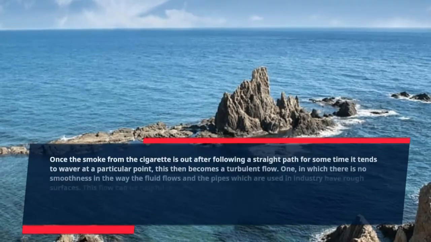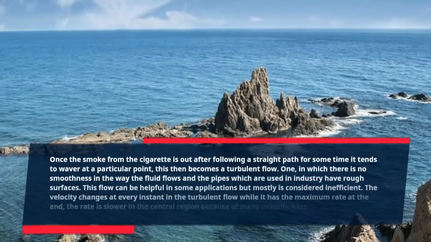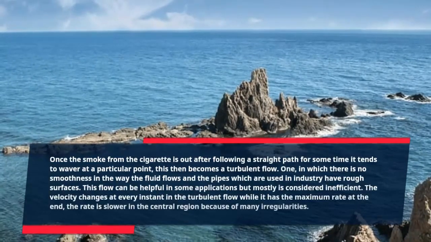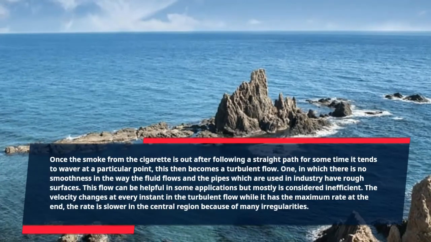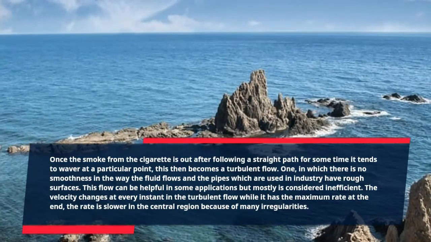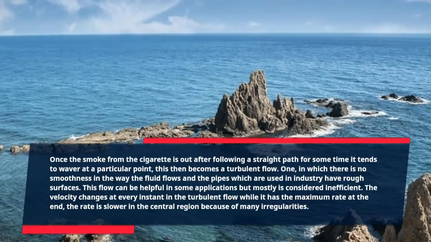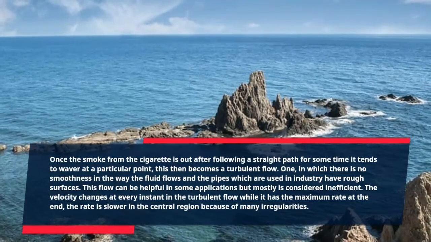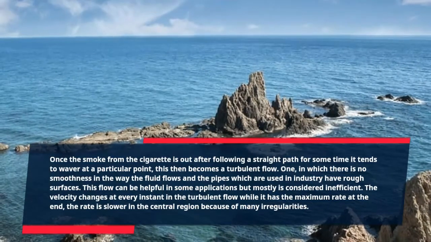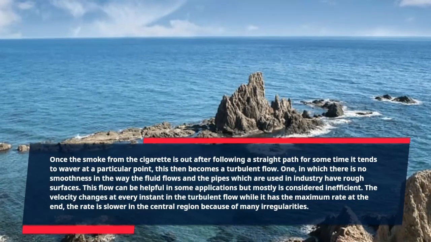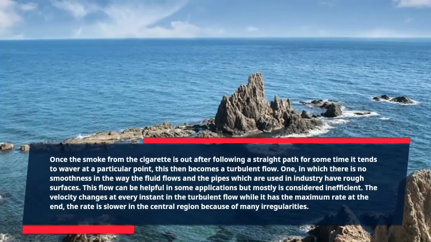In turbulent flow, there is no smoothness in the way the fluid flows, and the pipes which are used in industry have rough surfaces. This flow can be helpful in some applications but mostly is considered inefficient. The velocity changes at every instant in the turbulent flow while it has the maximum rate at the end. The rate is slower in the central region because of many irregularities.